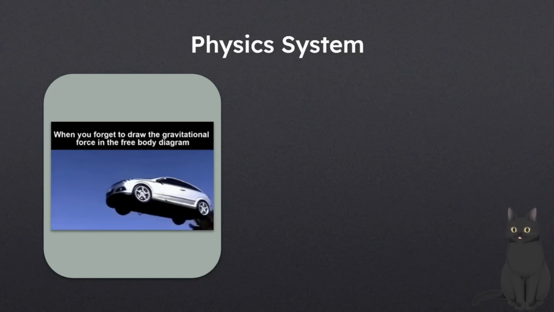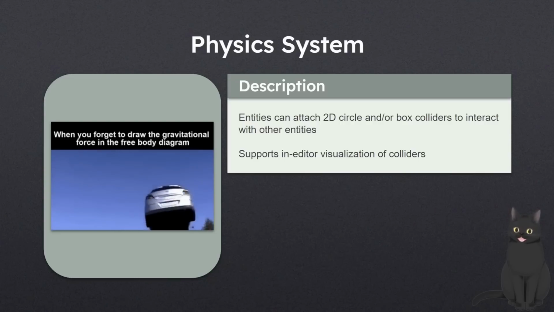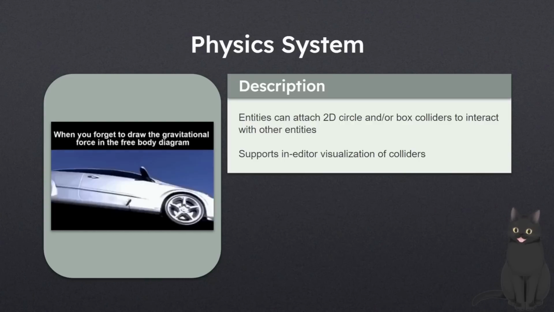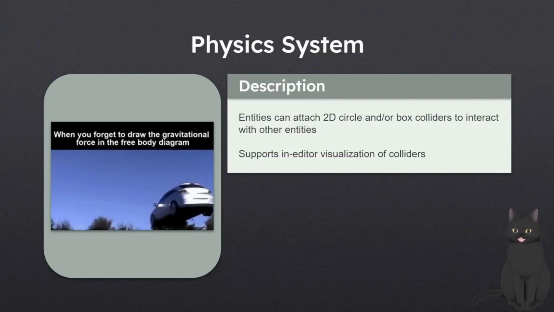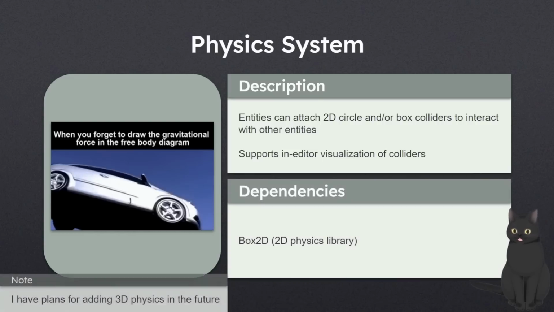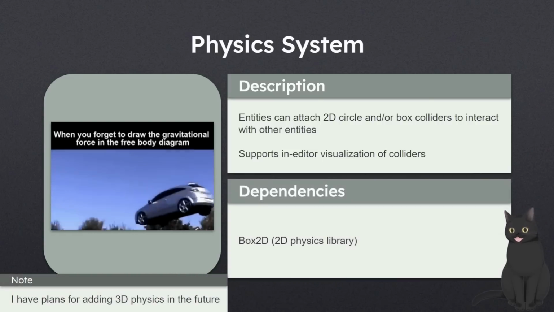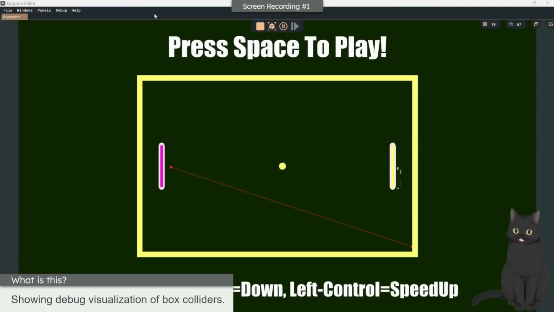All right, so we have a physics system, right? So entities can attach 2D circle or box colliders to interact with other entities, and it supports in-editor visualization of the colliders. It's fairly simple. And for dependencies, I have Box2D, which is the physics library, and I do have plans for 3D physics in the future, but at the moment I just need 2D, so that's just where I'm at.